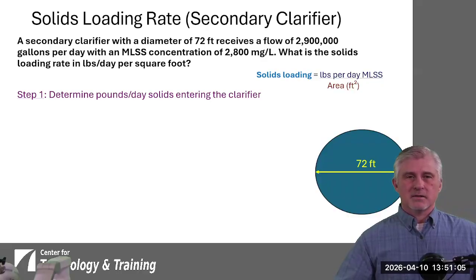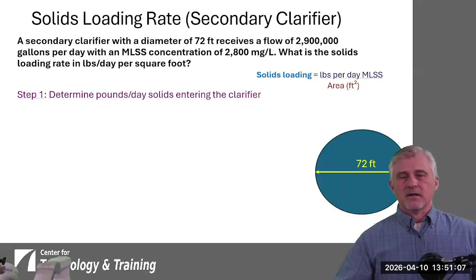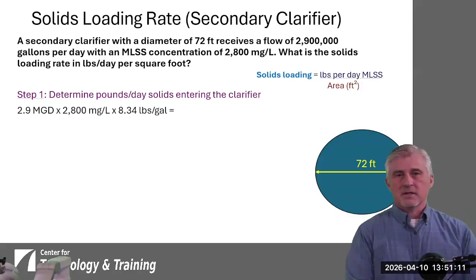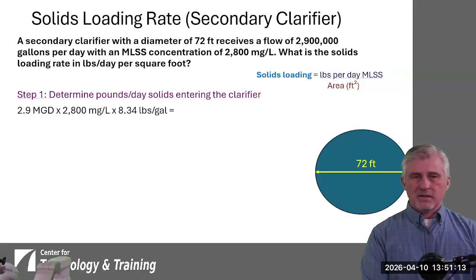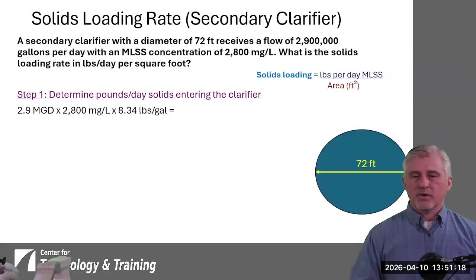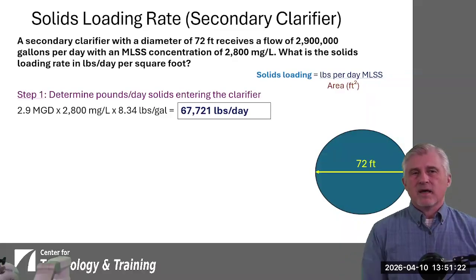So first we'll determine the pounds per day of solids that are entering. We do that through our pounds formula. We take the 2.9 million gallons a day, multiply by the concentration of 2,800 and multiply that by 8.34 pounds per day. And we get 67,721 pounds per day.